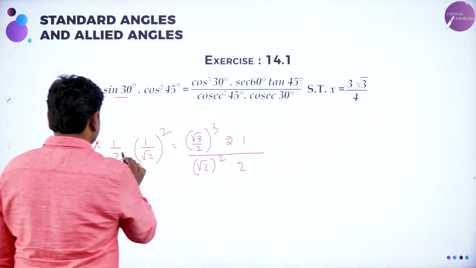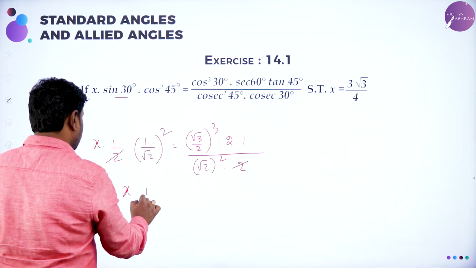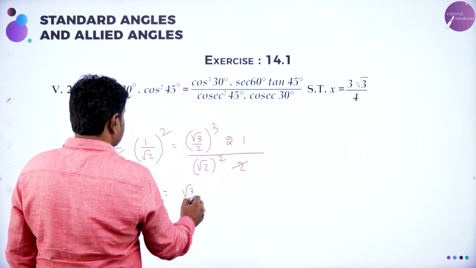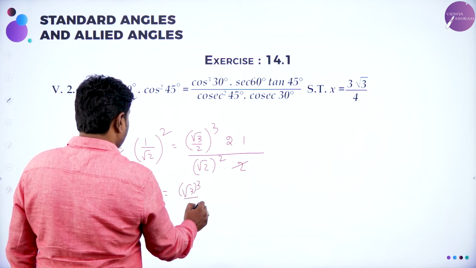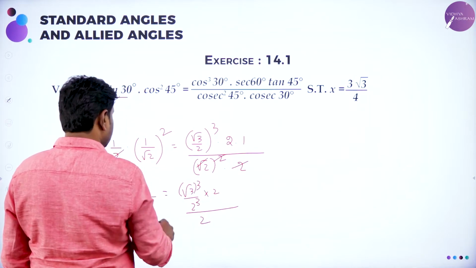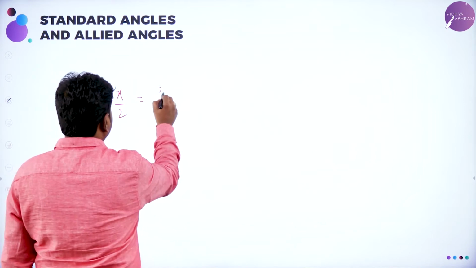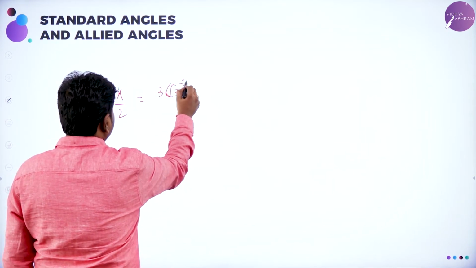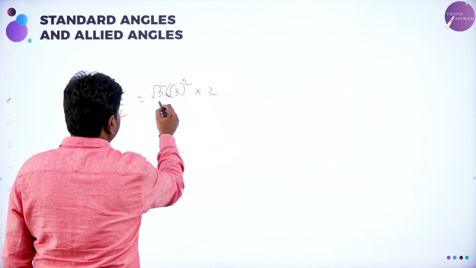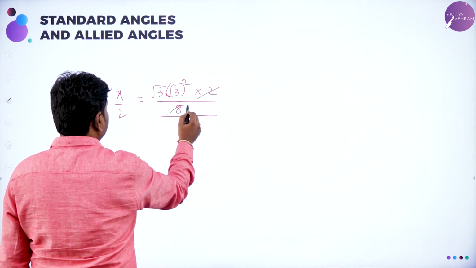So now we need to simplify. I can cancel 2 1 2. So x into 1 square is 1, root 2 square becomes 2, and root 3 by 2 whole cube can be written as root 3 cube by 2 cube into 2 by root 2 whole square. I can cancel the square root. Now further, x by 2 in LHS is equal to root 3 cube, which can be written as 3 root 3, whole square or root 3 into root 3 square, into 2 by 8, whole thing divided by 2.